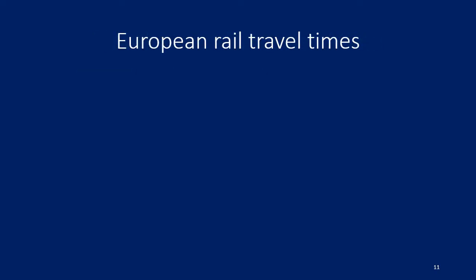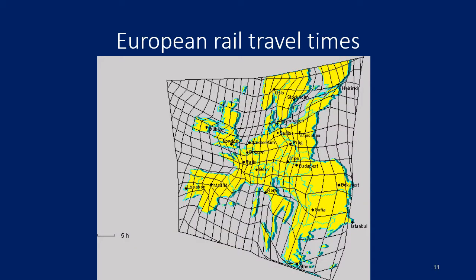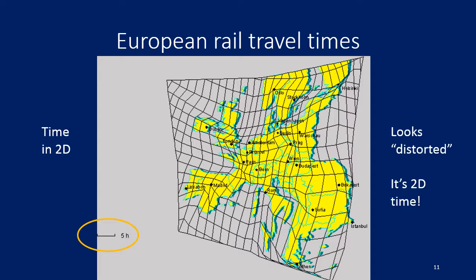Let's show a map of European rail travel times. Now this looks roughly like a map of Europe, but instead of distance, it's showing time, and of course time in 2 dimensions as we've been doing. And yet it looks distorted. It's not the same as a space map. Well, that's because it's not. It's a map of time, 2 dimensions of time.